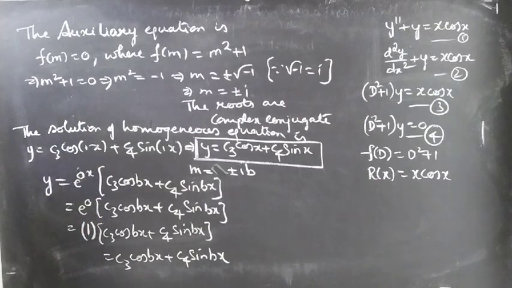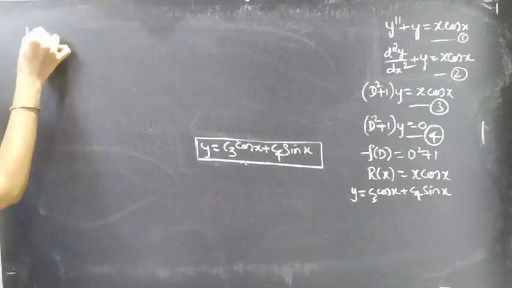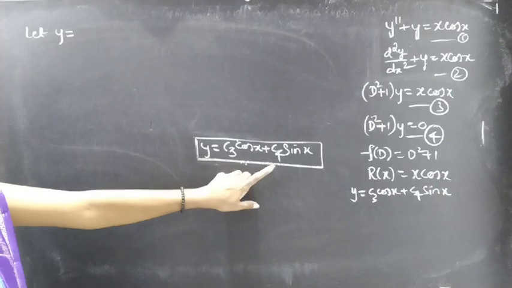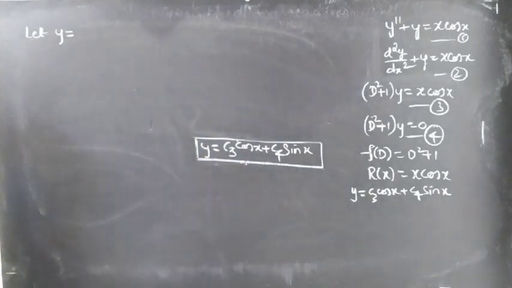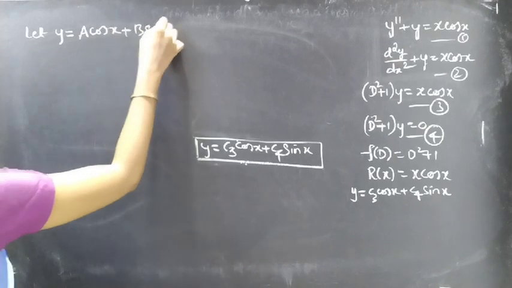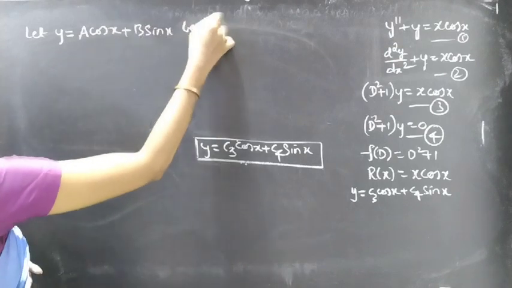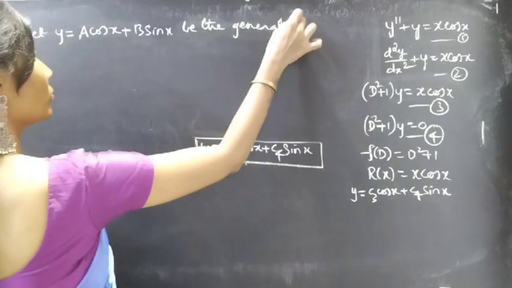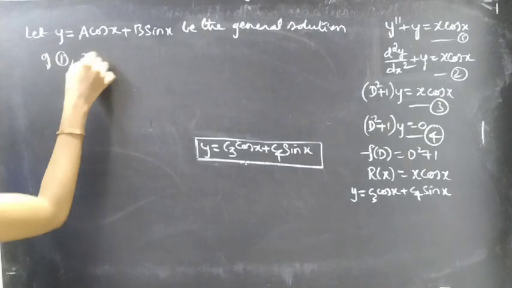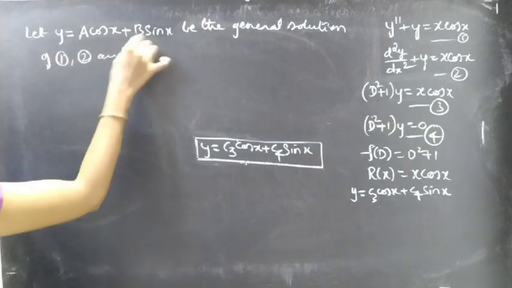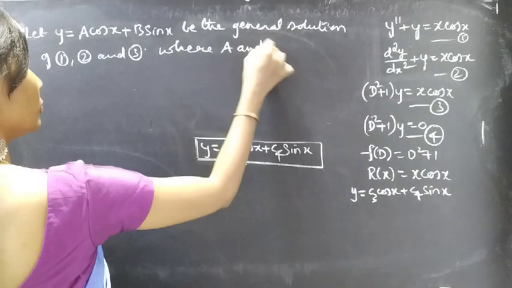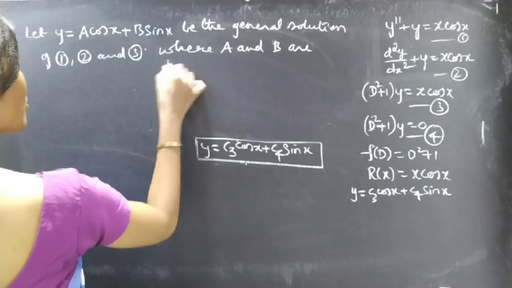Let y equal to, now replace the arbitrary constants or parameters with functions of x, a and b. We'll get y equal to a cos x plus b sin x, the general solution of 1, 2 and 3, where a and b are functions of x.